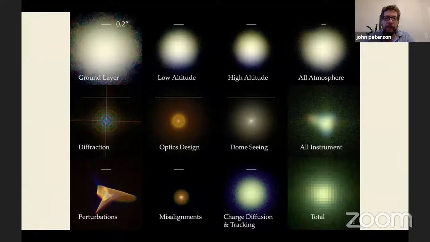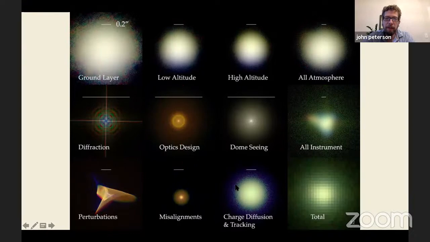So here's a few examples of just running it. Here's the fun thing to do with point spread functions. Here you simulate a star and then do what you can't do in real life, which is turn effects on and off. Remove the atmosphere, add the atmosphere. Remove perturbations, add perturbations. These are all on different scales. The bar length is, I think, 0.2 arc seconds. And here I've simulated in three different bands, so you can see the wavelength dependence of some of these things.